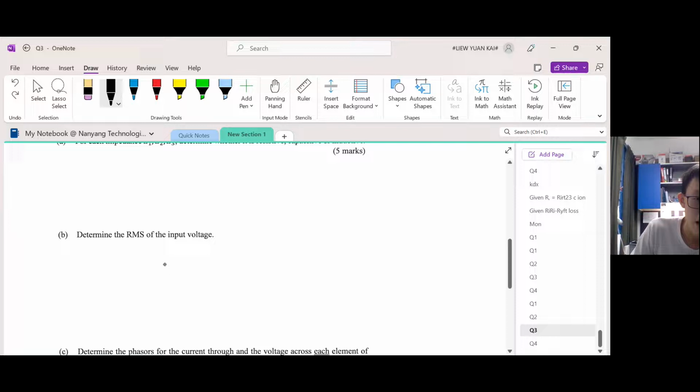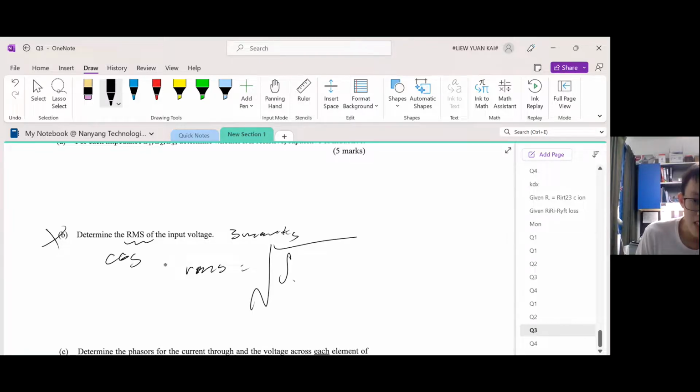Now, determine the RMS input voltage. When I look at this question, it was actually worth 3 marks. So if you want to do RMS by definition, which you can, it's going to be quite painful. Because this is a cosine, and if you want to do it by definition, RMS is the root of the mean of the square of the function. So you have to square a cosine.